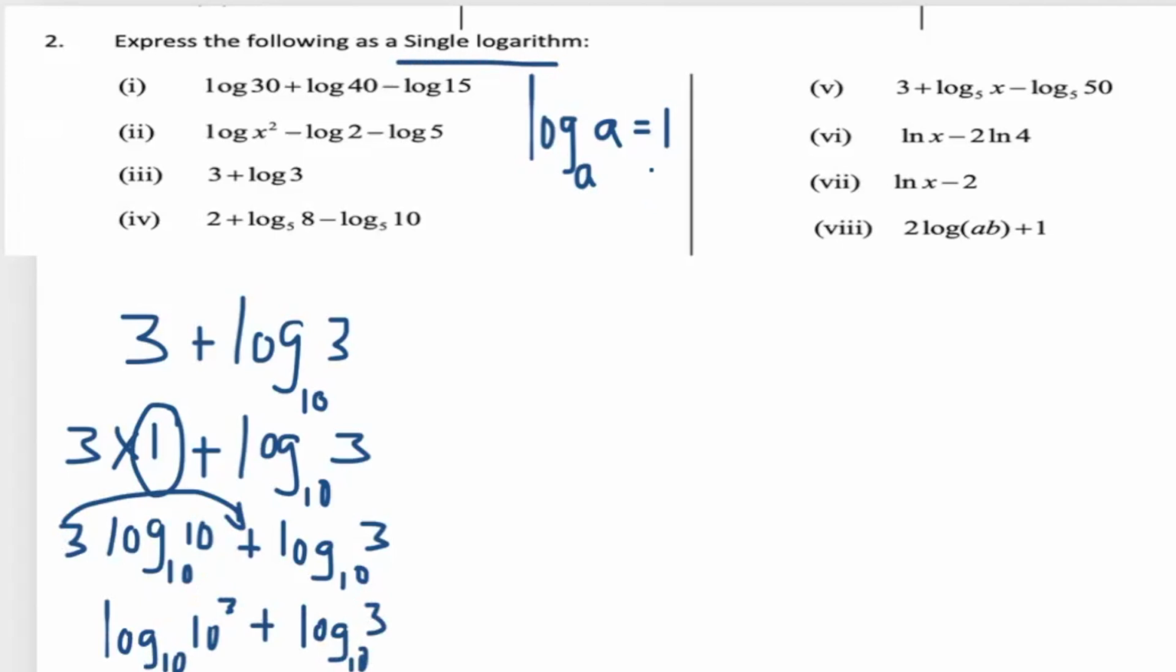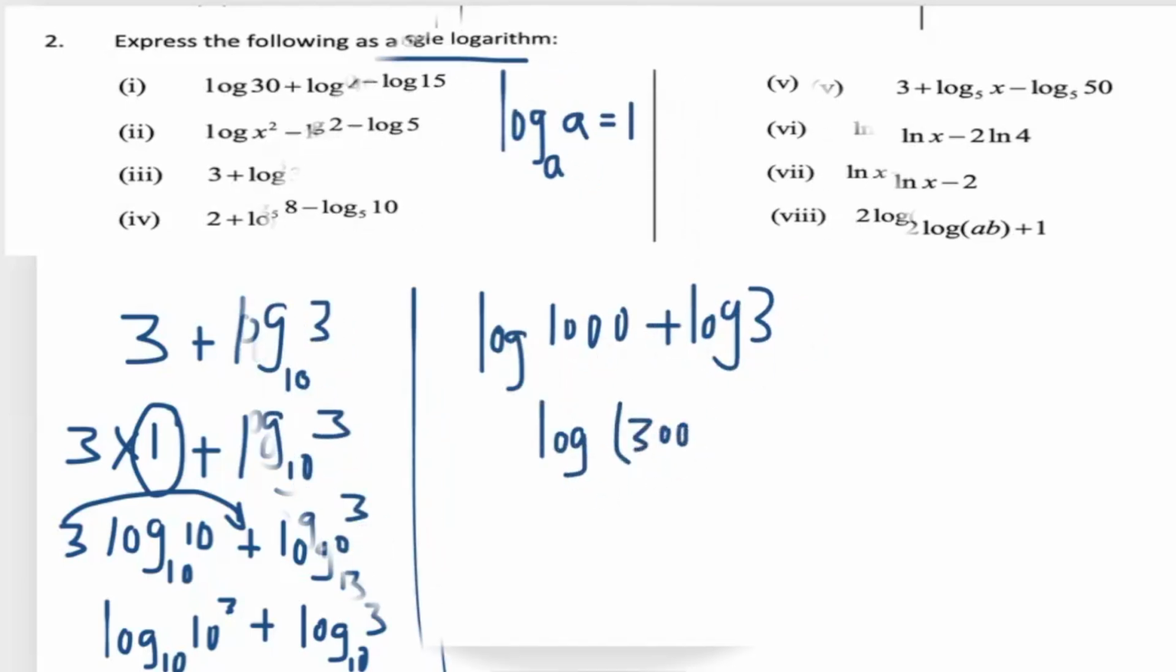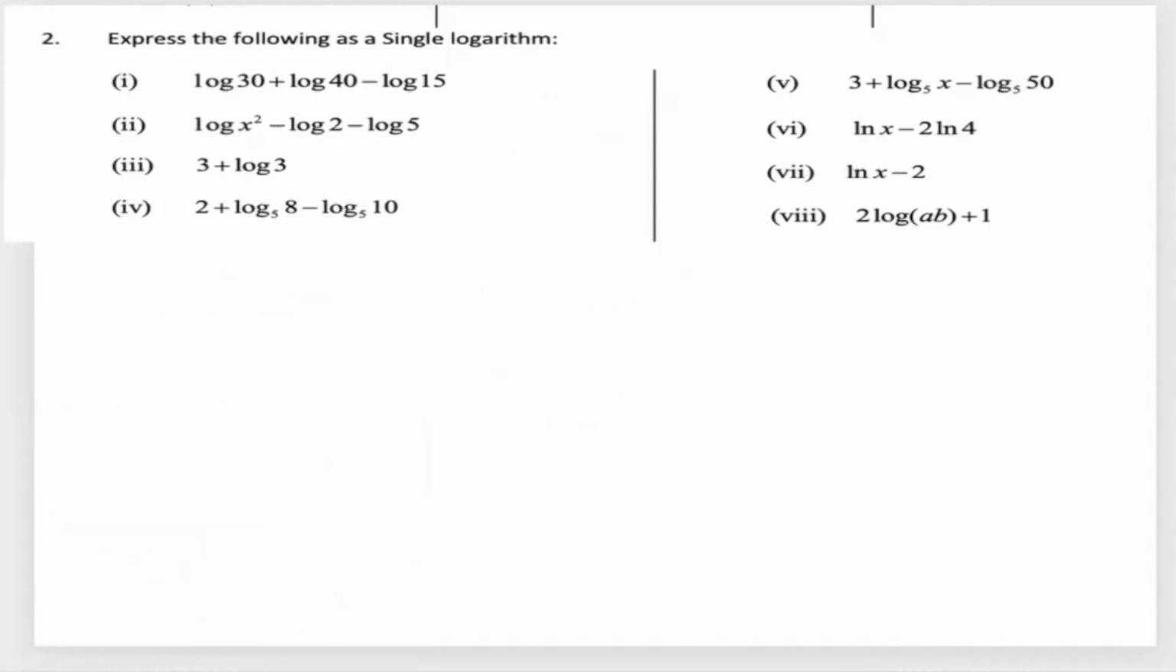So 10 cubed is 1,000. I'm not going to write log 10 anymore; I'm going to say log, and 10 cubed is 1,000, plus log 3. When we add, we multiply. So I write the log once, then I say 1,000 times 3. That gives me 3,000. And that's it. Let's look at the next question.